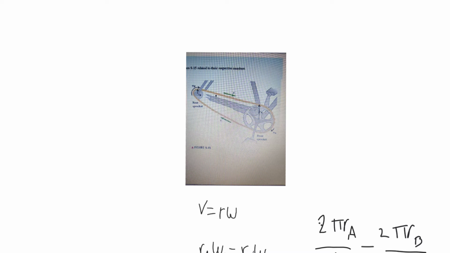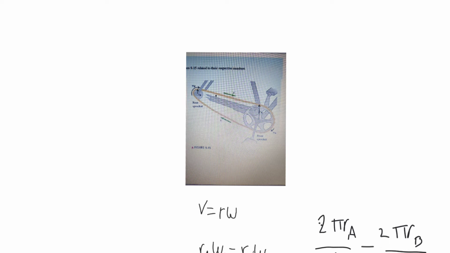Okay, so let's think this through. We know that for the big wheel and for the small wheel, the tangential speed has to be the same, because if there are 4 links passing through here, there have to be 4 links here. If not, the chain gets too loose, or it maybe breaks.